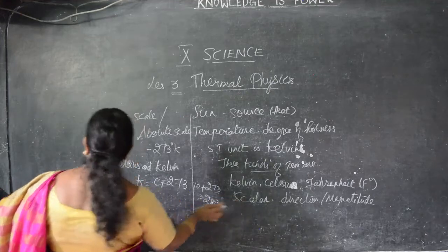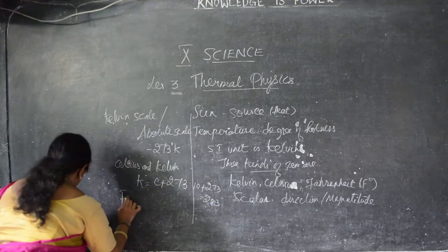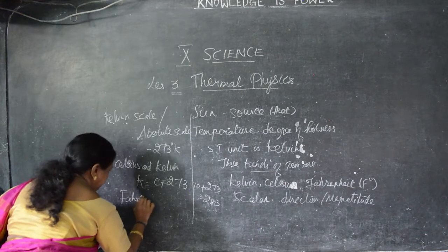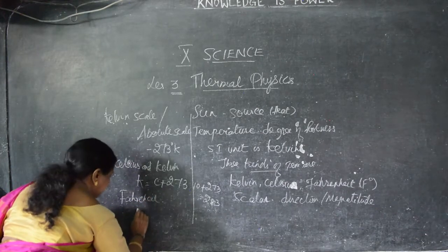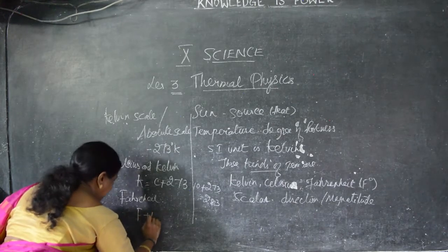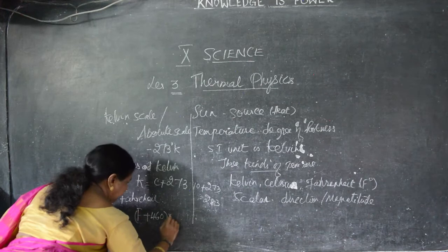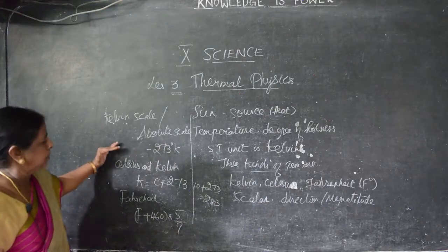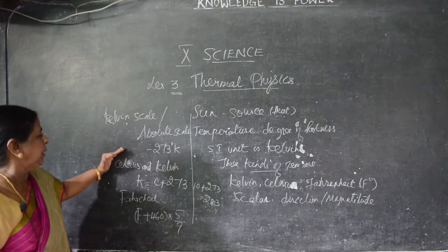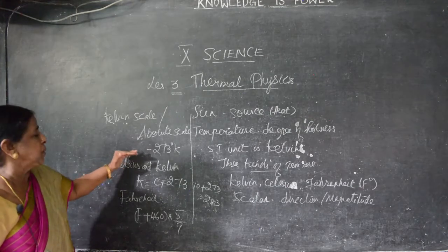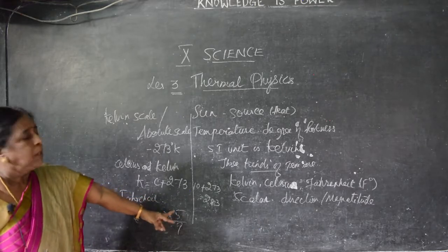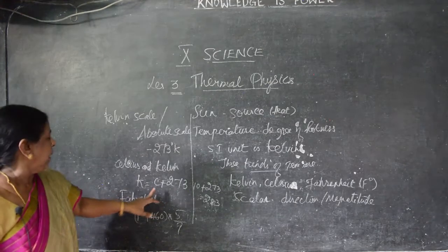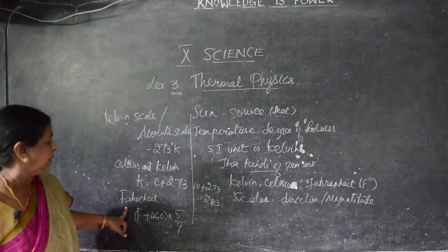Suppose in case we want to find out Fahrenheit. Kelvin is equal to Fahrenheit plus 460 into 5 by 9. By using these two formulas, we can convert one temperature into another. Suppose the Celsius scale is given to you and you have to change into Kelvin. What you have to do? Celsius plus 273. What is 273? That is absolute zero. Clear, children?